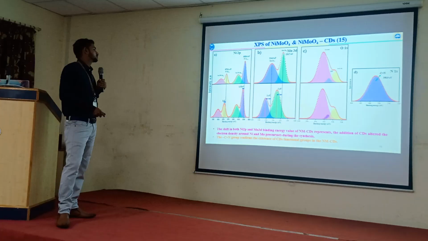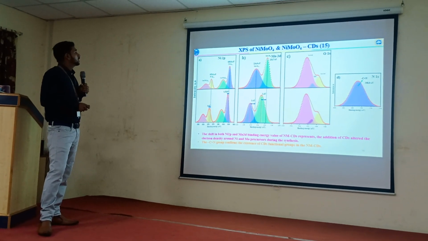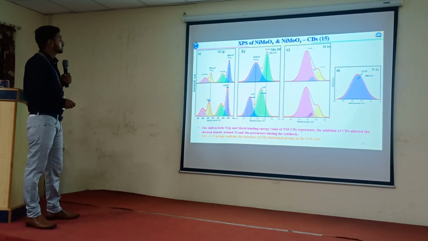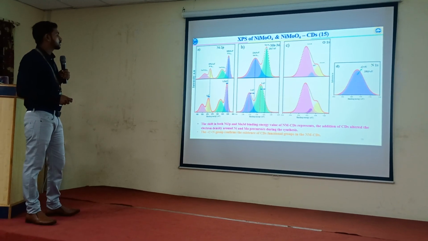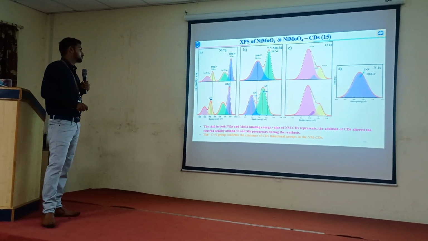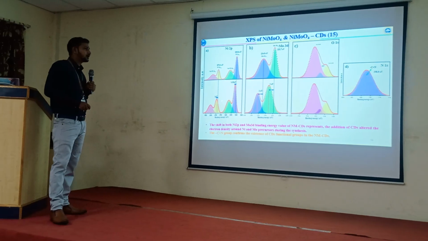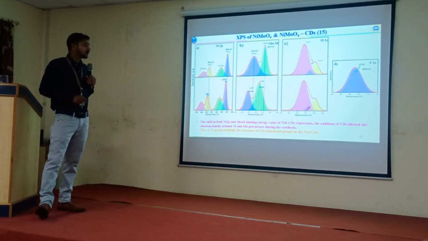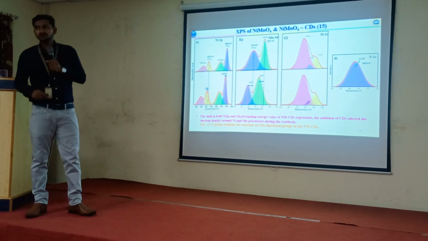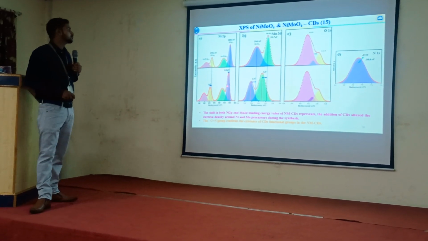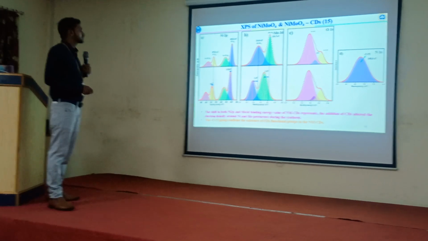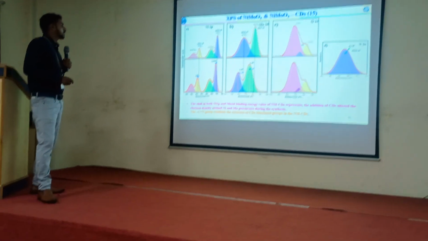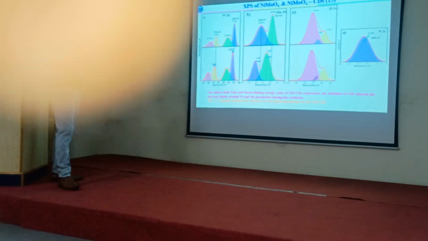molybdenum in the 6+ oxidation state. While comparing the XPS spectra of nickel and molybdenum with the nickel molybdenum carbon hybrid, you can see a huge shift of about 1 electron volt in the binding energy value, which actually happened due to the strong electrostatic interaction between the carbon dioxide and the nickel and molybdenum precursor during the synthesis, which modulates the electron density around both the nickel and the molybdenum precursor.